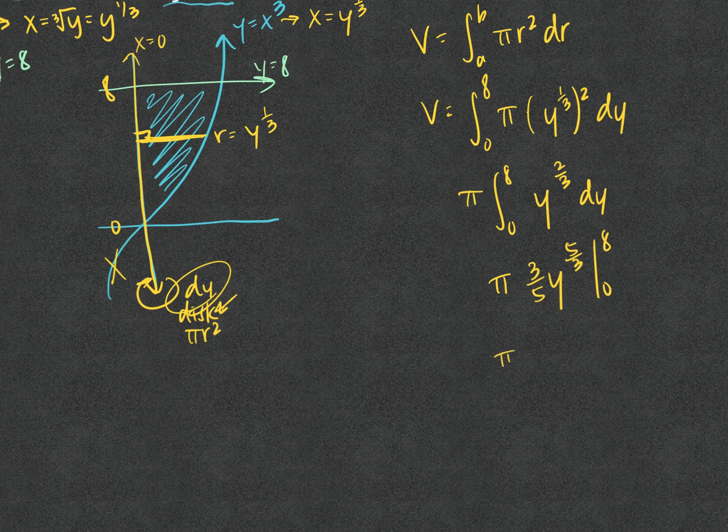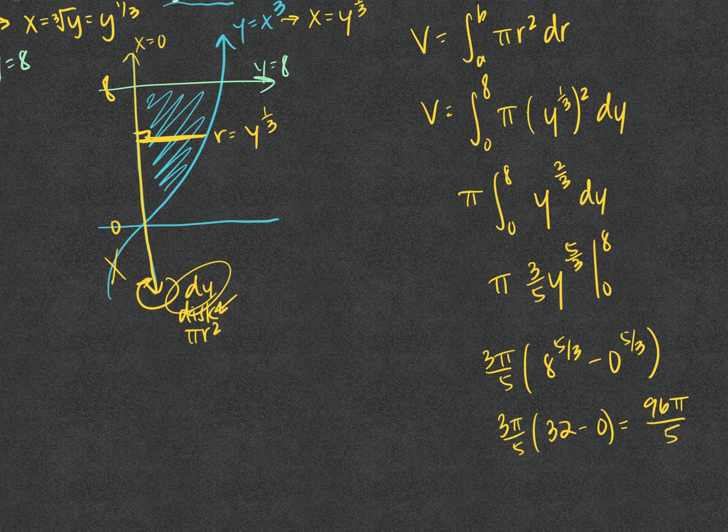So then I have pi. I'm going to put my 3/5 out here. And then I have 8 to the 5/3 minus 0 to the 5/3. Now 8 to the 5/3 is nice because the cube root of 8 is 2, and 2 to the 5th power is 32. So when I multiply all of that and subtract, I get 96 pi over 5. 96 pi over 5. Okay. Remember that when you do math, you should pause the video, work through it with me, and then come back and check it, or at least pause and be writing it, taking notes like you would in a math class.